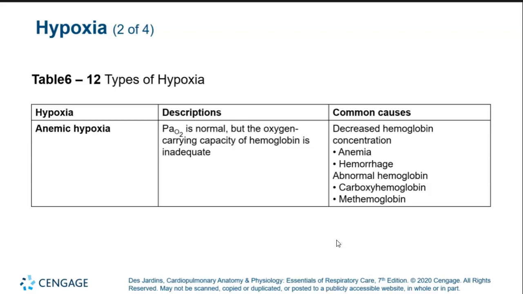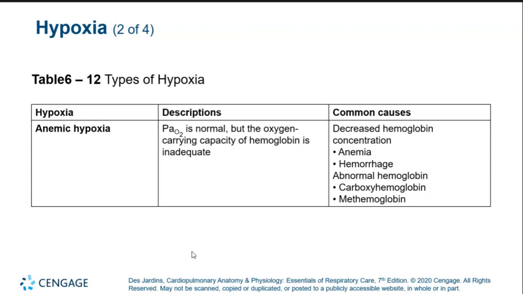Or you can have methemoglobinemia. This is where the iron atoms, hemoglobin is made up of a lot of iron, are oxidized into a ferric state. And that makes it so that the hemoglobin cannot transport oxygen anymore.